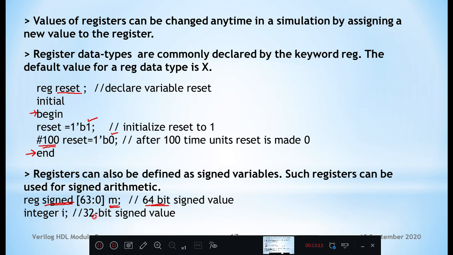One more, integer I, is a 32-bit signed value. It is defining a register [31:0] I. This is similar to reg signed [31:0] I. So integer, whose default size is 32 bits, and reg signed [31:0] I, these two are equivalent. Integer means reg signed [31:0] size.